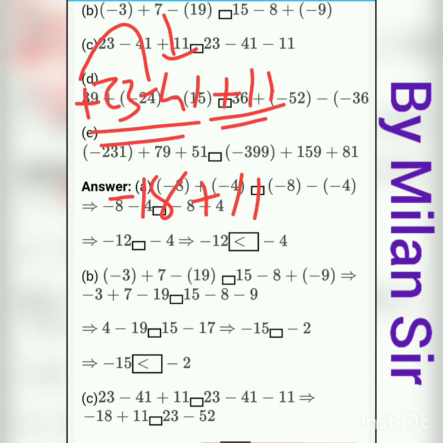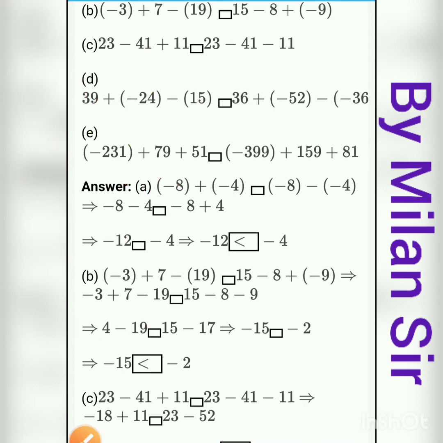Okay, so minus 18 plus 11. Then here minus and here plus. So plus minus minus, that means we need to use the subtraction process, right? Now 18 minus 11 is 7. Okay, the big number 18 has a negative sign, so here negative sign. So our answer for the left-hand side is minus 7.